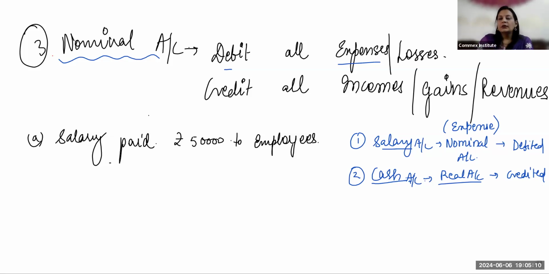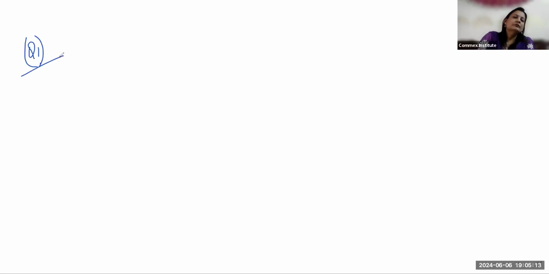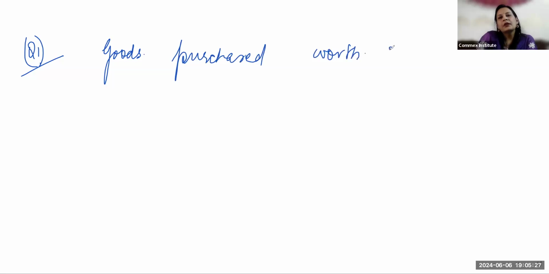Okay. Now I'm giving a question. Goods purchased worth rupees 50,000 on credit. Now wait, don't just observe, don't write anything, think of it. Just try to think what are the accounts involved? What is the nature of the account? And what will be debited and credited?